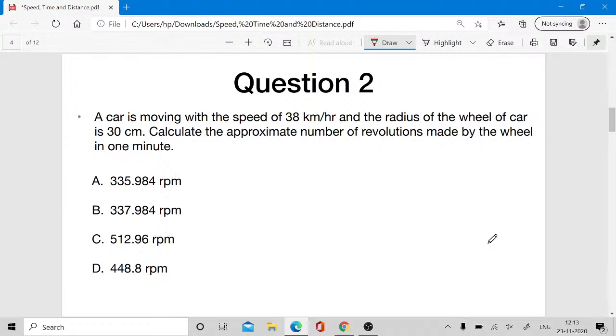A car is moving with the speed of 38 km per hour and the radius of the wheel of the car is 30 centimeter. Calculate the approximate number of revolutions made by the car, right? So first look at the given data. You know the speed of the car, which is given as 38 km per hour, right? And the other significant thing mentioned is the radius of the wheel.